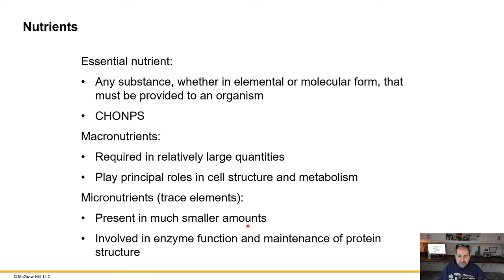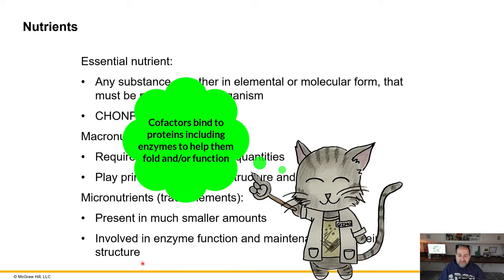And a lot of times these trace elements serve as cofactors. They are involved in enzyme function and maintenance of protein structure. So for instance, remember what a cofactor is? A cofactor is an enzyme helper or a protein helper. A cofactor binds to an enzyme or a protein to allow it to function correctly. So for instance, hemoglobin in your blood requires the cofactor iron in order to properly transport oxygen.